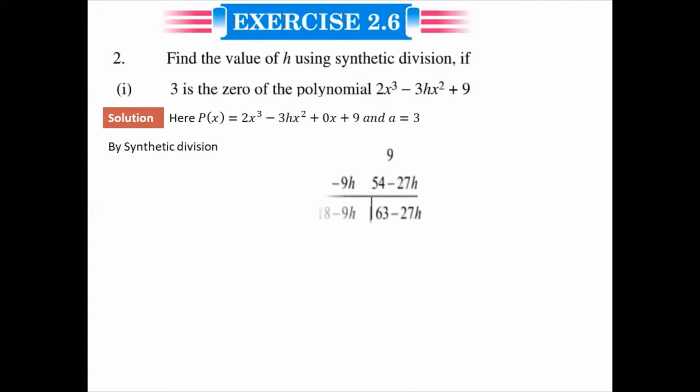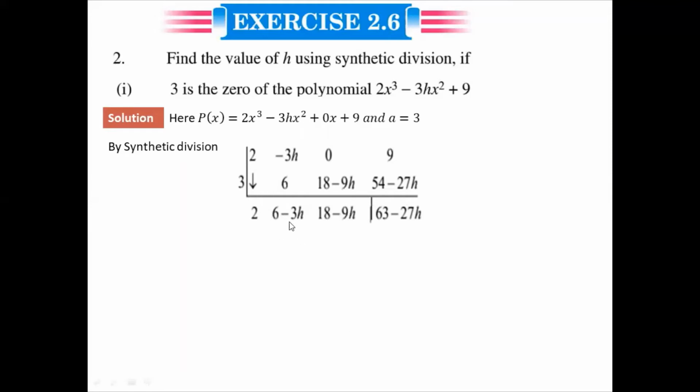By synthetic division, we write the coefficient of x cube, 2, the coefficient of x square, minus 3h, the coefficient of x, 0, and the constant term, 9, and a is equal to 3 on the left. Now we take 2 as it is under this horizontal line. Now we multiply this 3 with 2, 2 times 3 is 6, and we write this under minus 3h. When we add up these two numbers, we have 6 minus 3h.